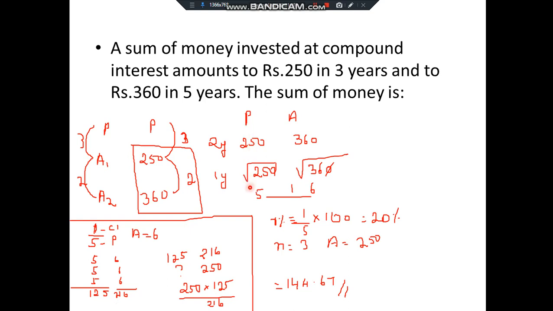Don't forget this: when principal and amount are given for 2 years or 3 years, we will take the square root. Suppose if it is 3 years, we will take the cube root. 4 years means 4 times you will take the root and find the value. Like this it goes on. Most probably till 3 only they'll ask. So understand the concept: when your principal and amount are for 2 years and you have to convert it into 1 year, we'll take the square root.